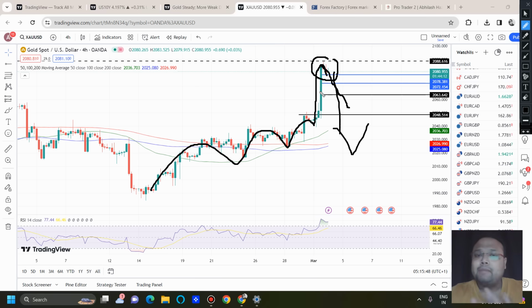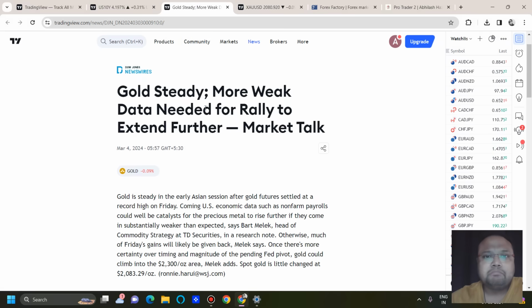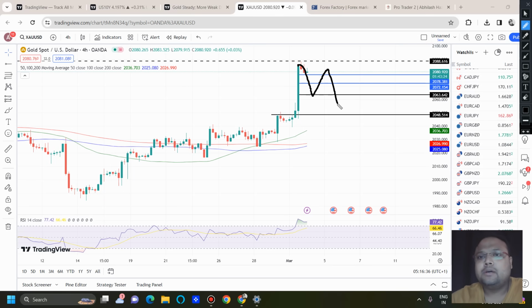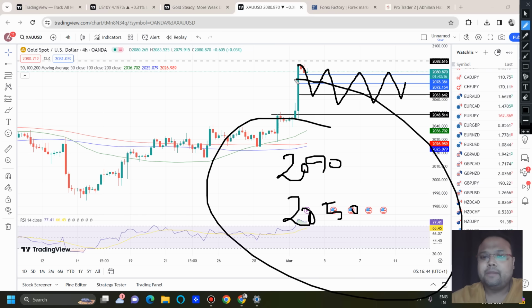So I have my buy limit at 2050. I will also look for a buy around 2063, but I have not placed a buy limit at 2063 yet. But yes, I am also waiting for a deep retracement, because the market cannot go up always like this. And as we saw on the news, more weak data is needed for the rally to continue further. So before the big event, there is also a possibility that we may get to see the market within the range of 2090 and 2050, and the market may just remain sideways.